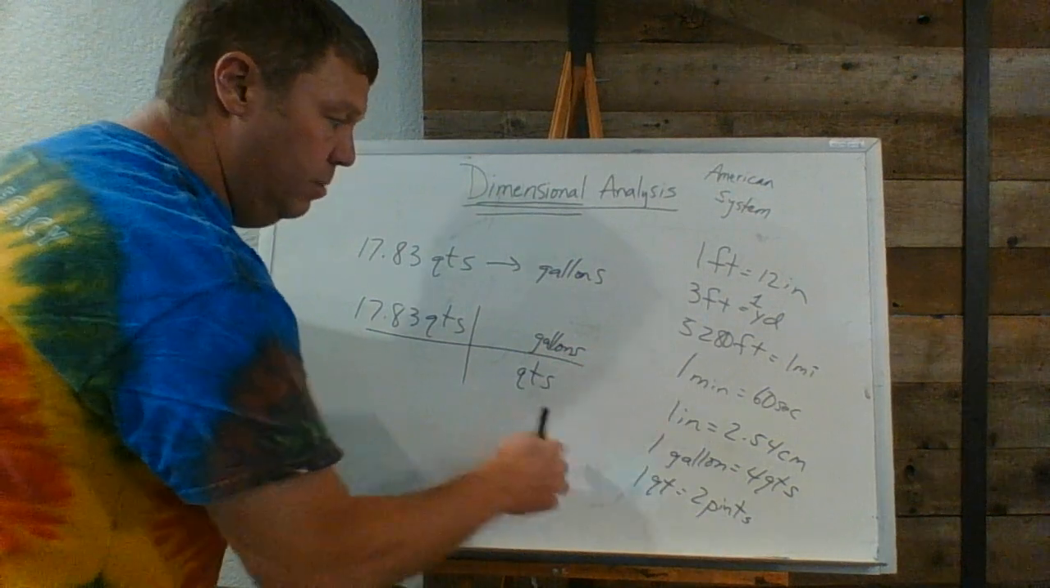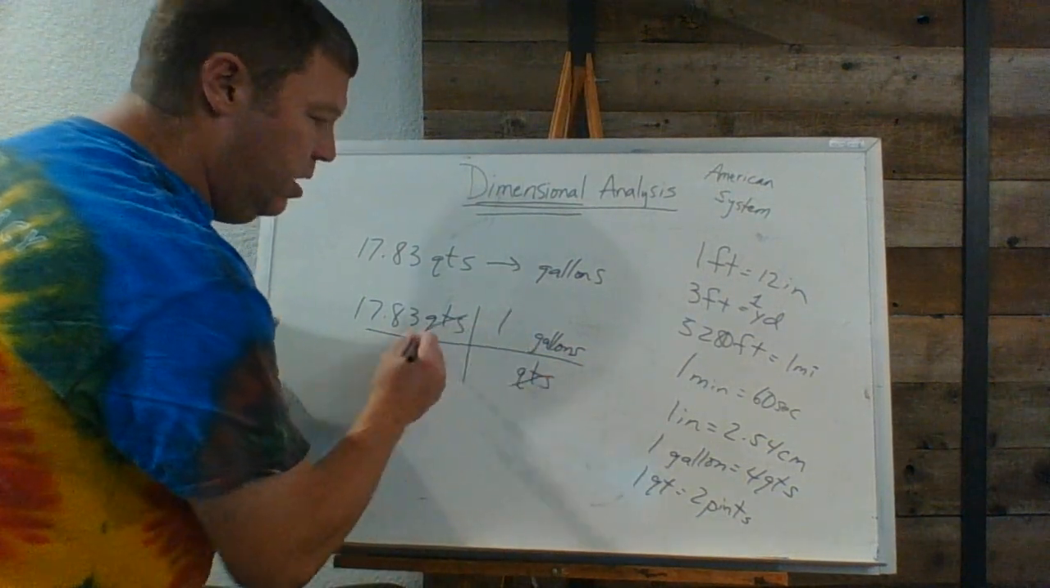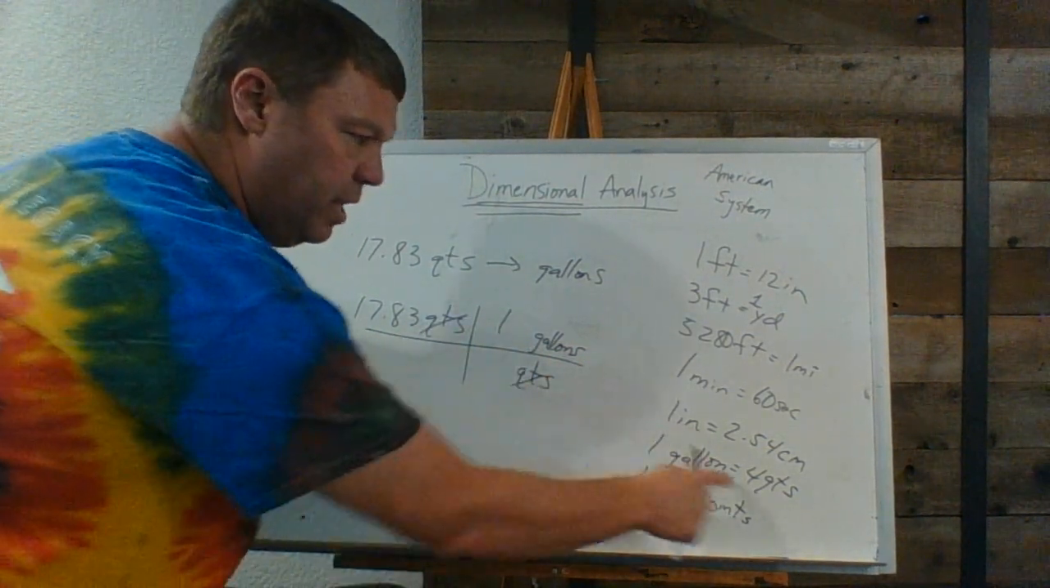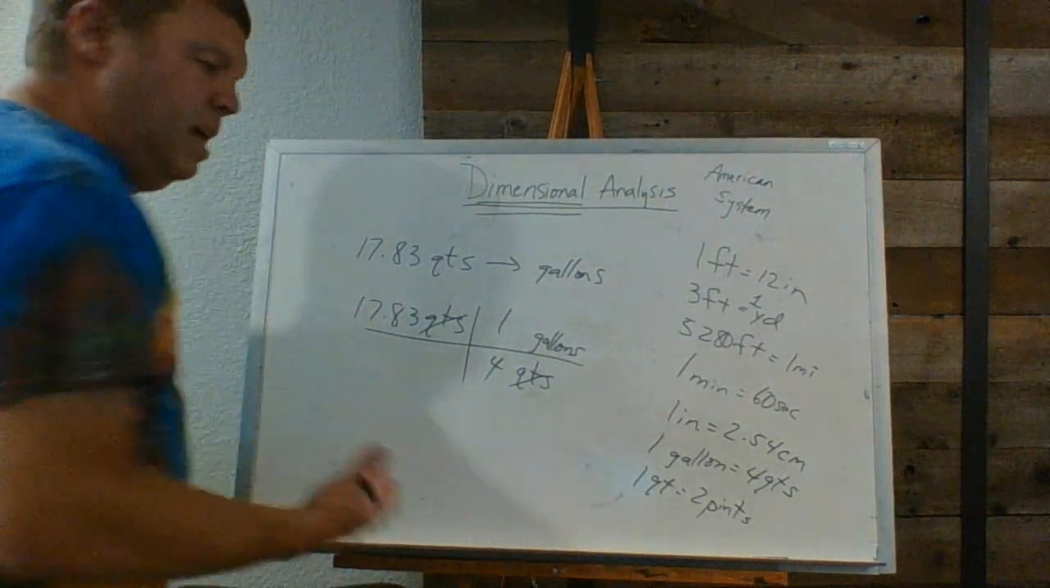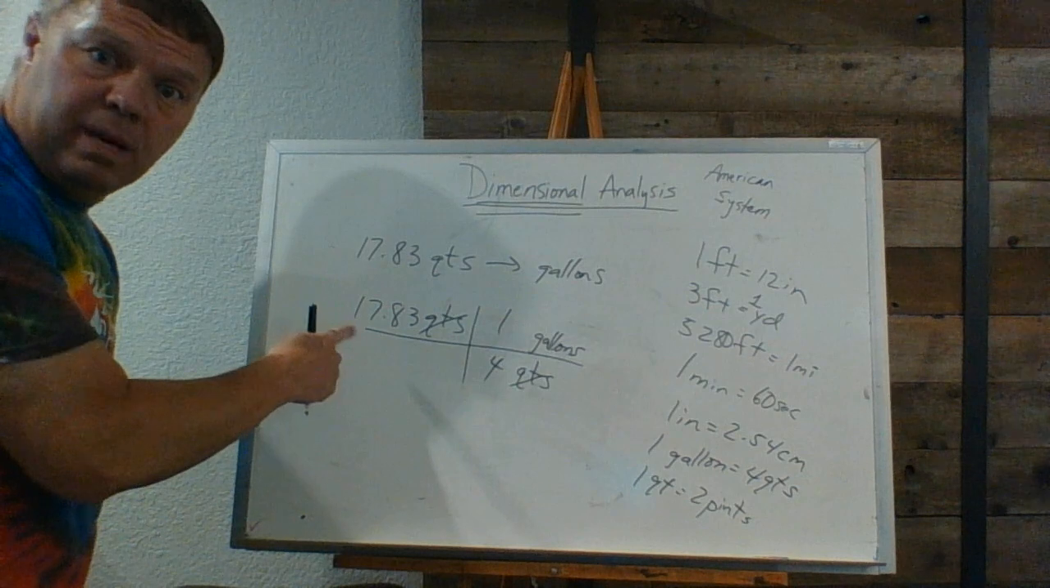Again, the number's given to me. 1 quart is gone, 1 gallon, so the 1 goes with gallon, 4 quarts. So what am I going to do? Divide. Now, this time I'm not worried about the answer. Did you get that? Did you get that process?